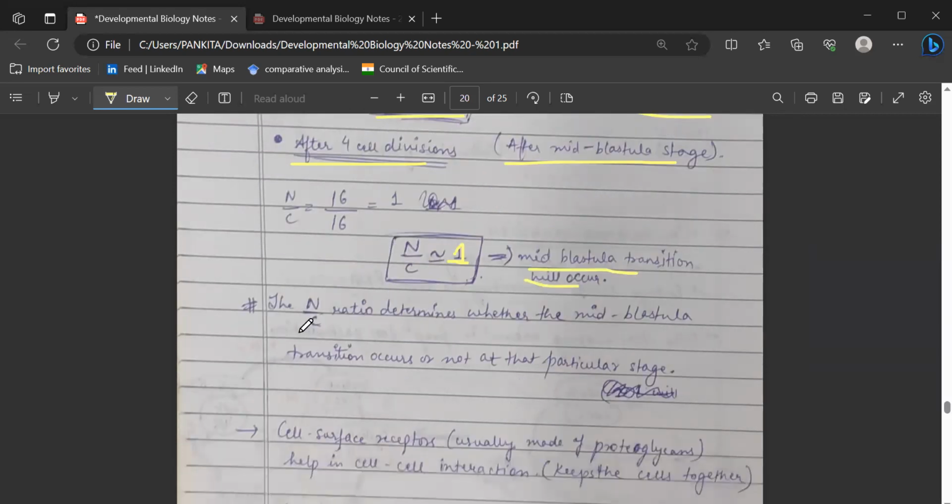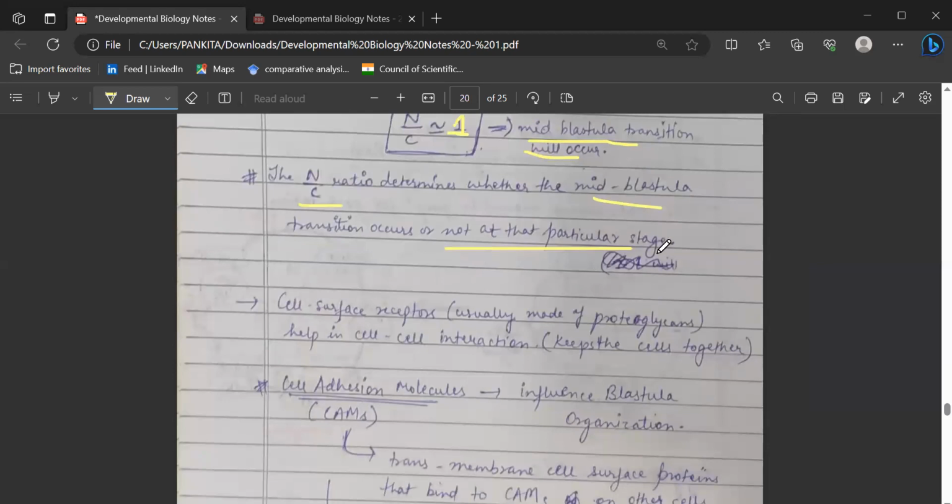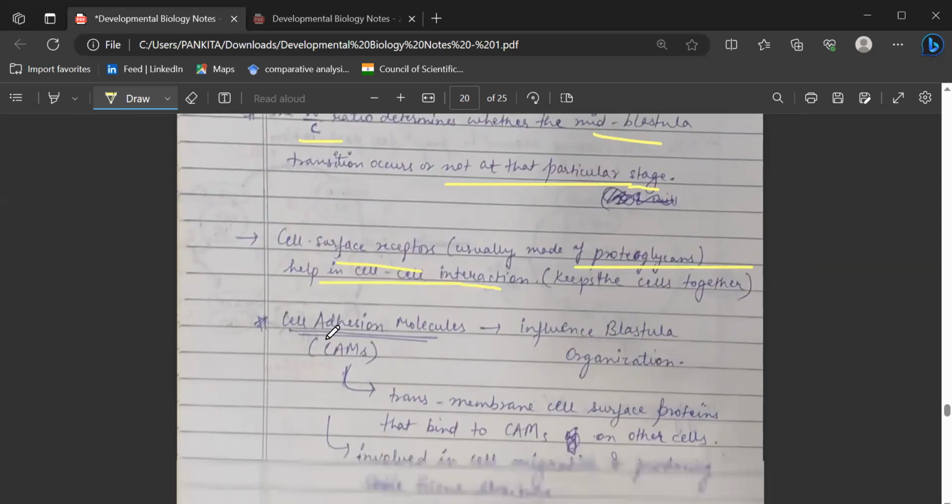So this is how the nucleus to cytoplasmic ratio will determine the mid-blastula transition. The transition won't occur at a particular stage, but it will occur when the nucleus to cytoplasmic ratio is equivalent to 1. It permits the mid-blastula transition. Cell surface receptors usually are made up of proteoglycans. They help in cell-cell interaction, which keeps the cells together.